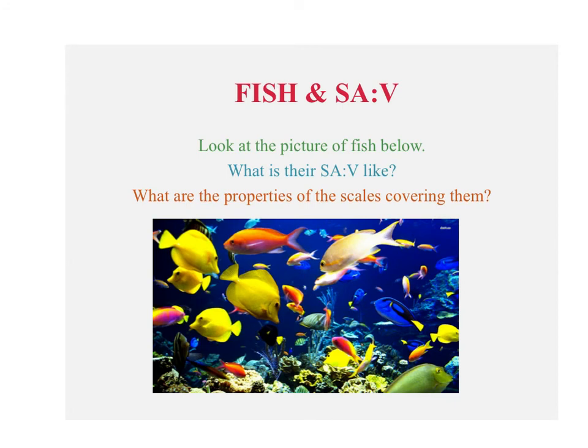Have a look. I've got a lovely photo here from an aquarium. I didn't take it. Don't at me. It's from the Googles. Have a look at the picture of the fish. What is their surface area to volume ratio like? Is it big? Is it small? Does that mean they can transport gases through diffusion, or do they need a specialised exchange system? And what are the properties of the scales covering them?